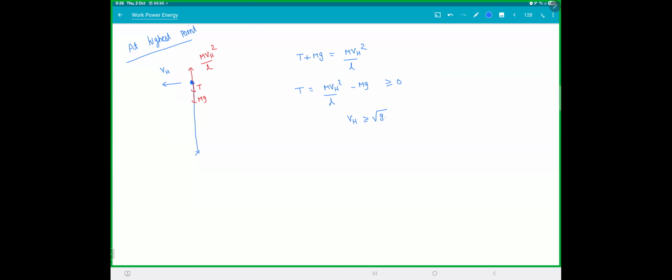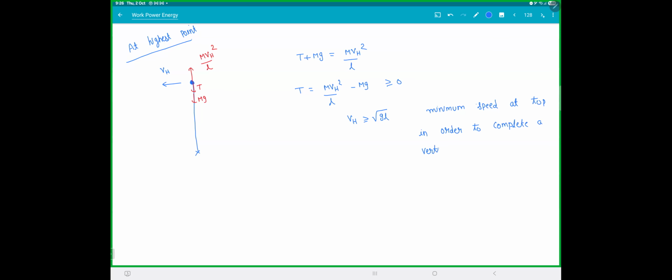That means if you want to safely complete a circle, you need to have at least this much speed at the highest point. Getting it? This is the minimum speed at the topmost position so that the string doesn't become slack. Meaning tension becomes 0 momentarily, but the next moment your speed will increase again and the string becomes tight. So this is the minimum speed at the top in order to complete a vertical circle. That's it. This is the whole theme in vertical circular motion.